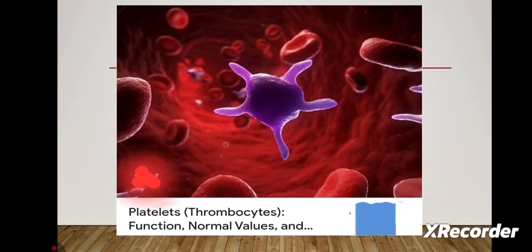To avoid this, the blood has platelets which circulate around the body and plug these leaks by helping to clot the blood at these points of leakage. And this is called blood clotting.